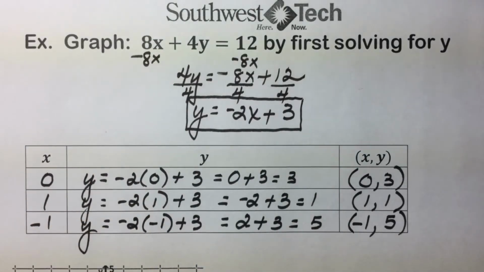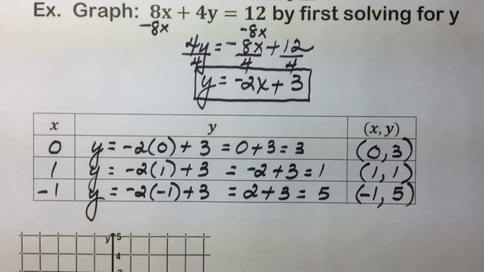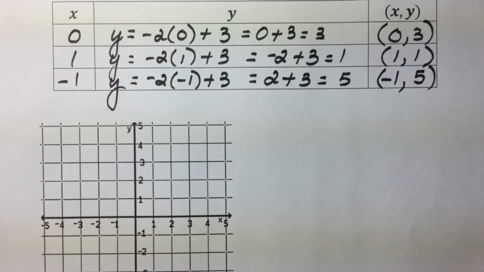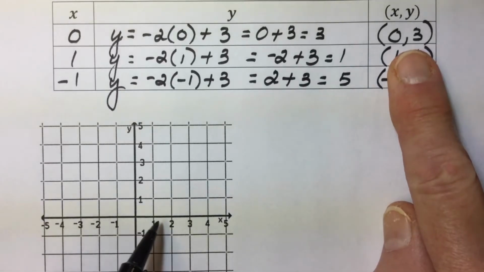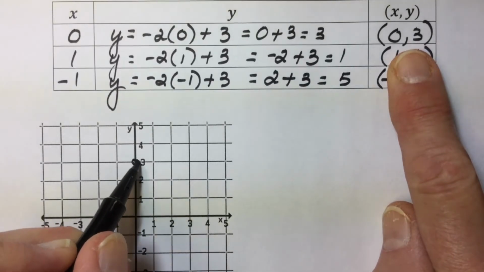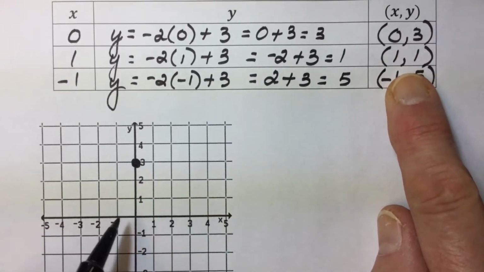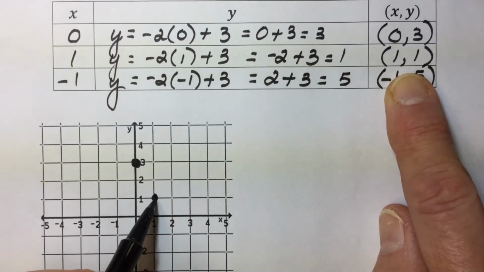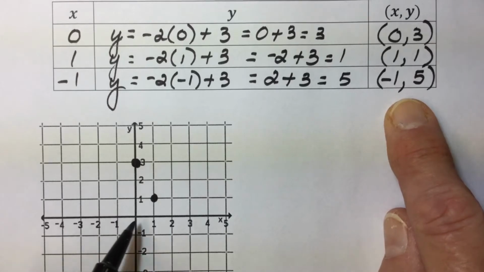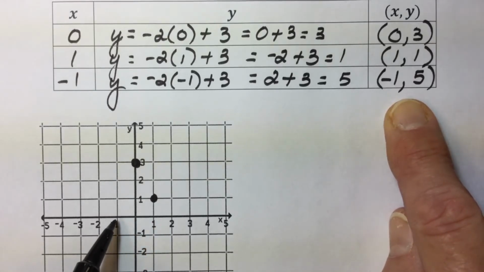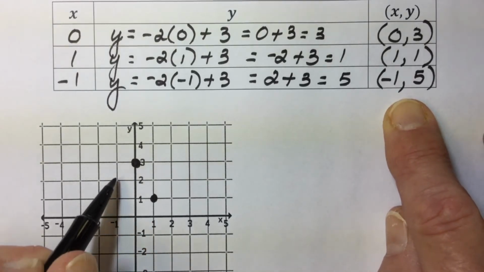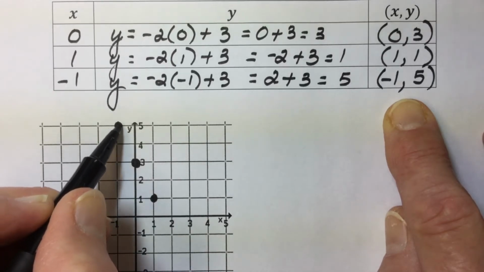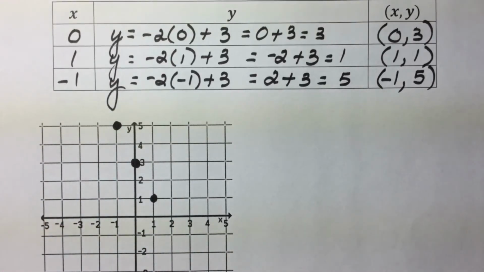To graph this, we now have 3 ordered pairs, so we'll graph those points. 0 displacement in the x direction with a corresponding positive 3 in the y, positive 1 in the x direction with a positive 1 in the y direction results in that point, and a negative displacement on the x direction with a corresponding 5 positive in the y direction results in that point.